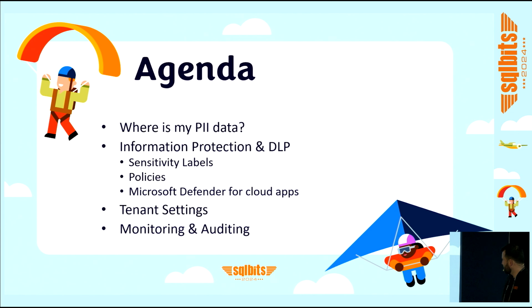The agenda for today. First, I'm going to give a few solutions of how to find PII data. And later, I'm going to talk about information protection and data loss protection. Inside of that, you have sensitivity labels and policies. Microsoft Defender is not there, but to be fair, it's part of that. And also, at the end of the session, I'll talk about some very important tenant settings that you should set up, and what you have to monitor and audit.